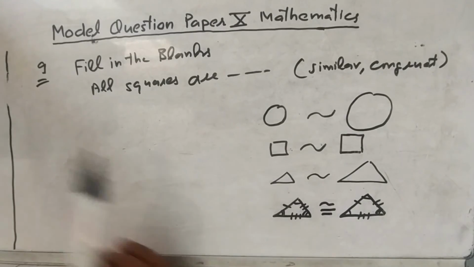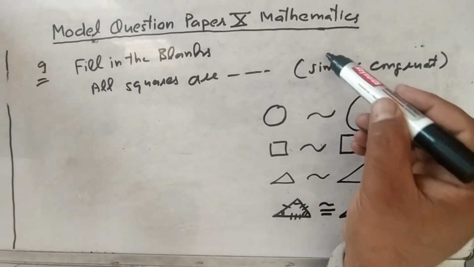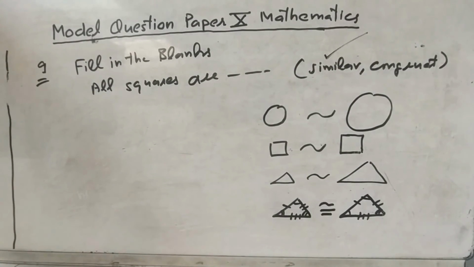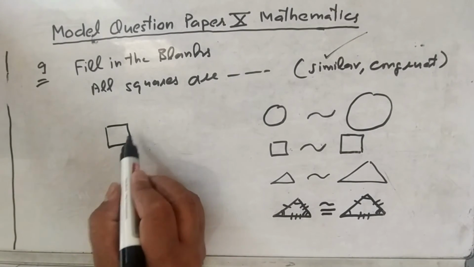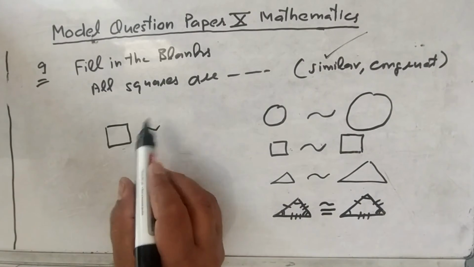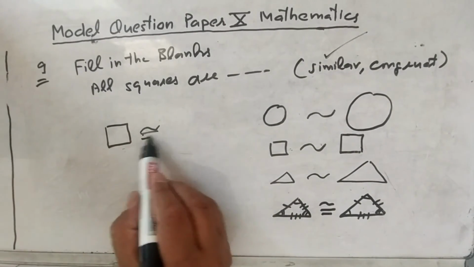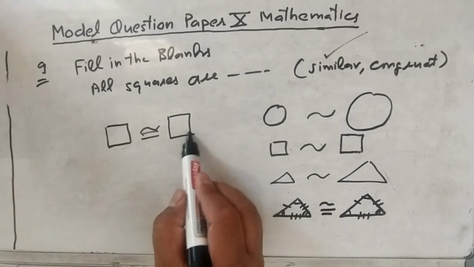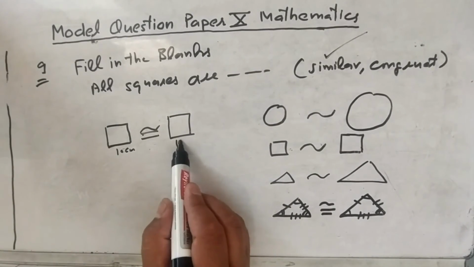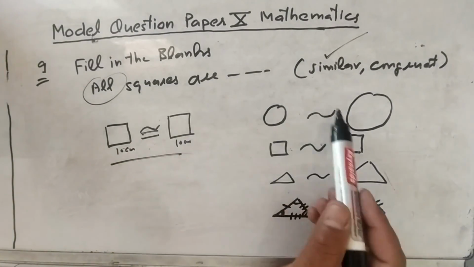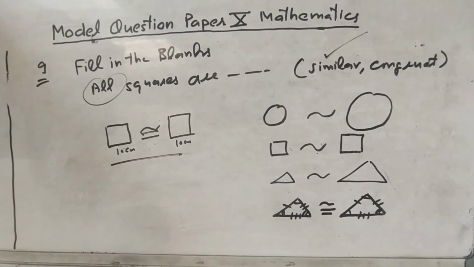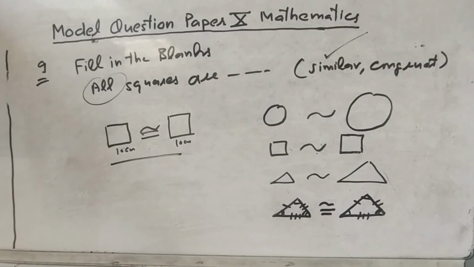So here all the squares cannot be congruent, children. All the squares remain similar, right? See, two squares will be congruent only when their sides are equal. Suppose this is 10 centimeters, this is also 10 centimeters, only then they are congruent. But he is saying all, so a small one is similar to a bigger one, right? Similar. So this is your question number 9, children.